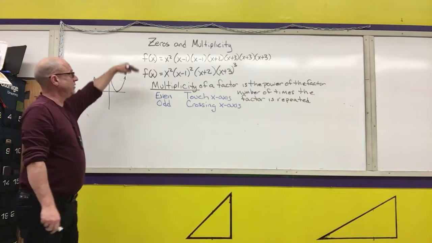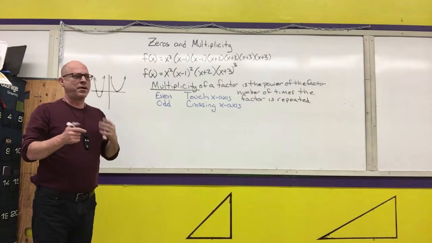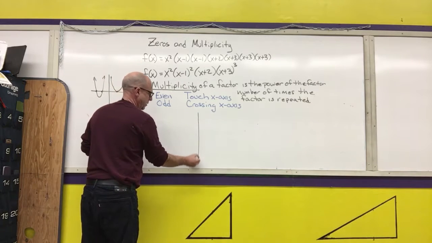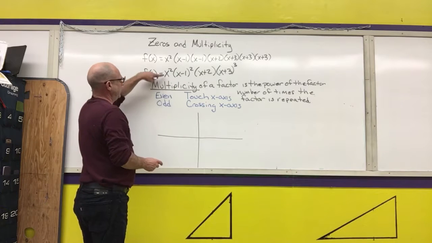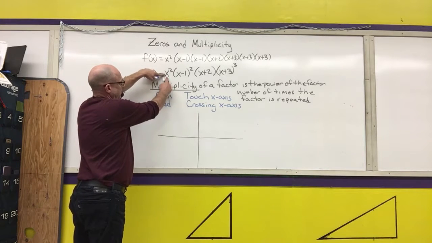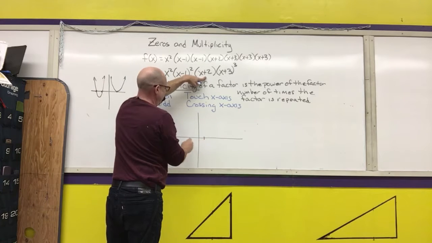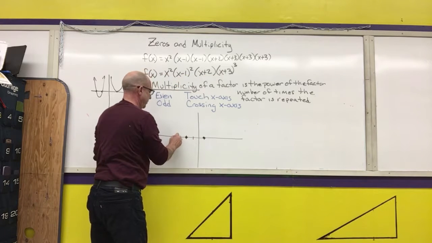So let's analyze this polynomial function and use all of the previous information that we have to come up with a rough sketch of the graph of the function. So first thing I'm going to do is identify where I have zeros. I have a 0 at 0. I have a 0 at 1. I have a 0 at negative 2. I have a 0 at negative 3.